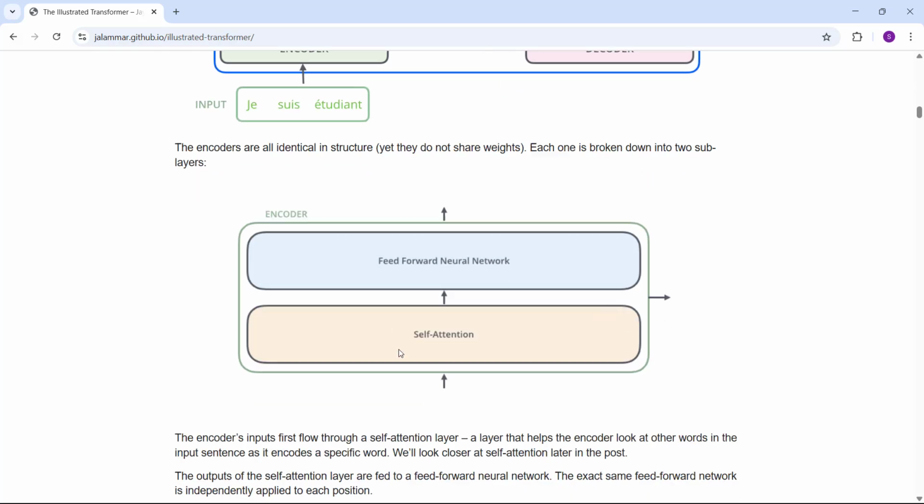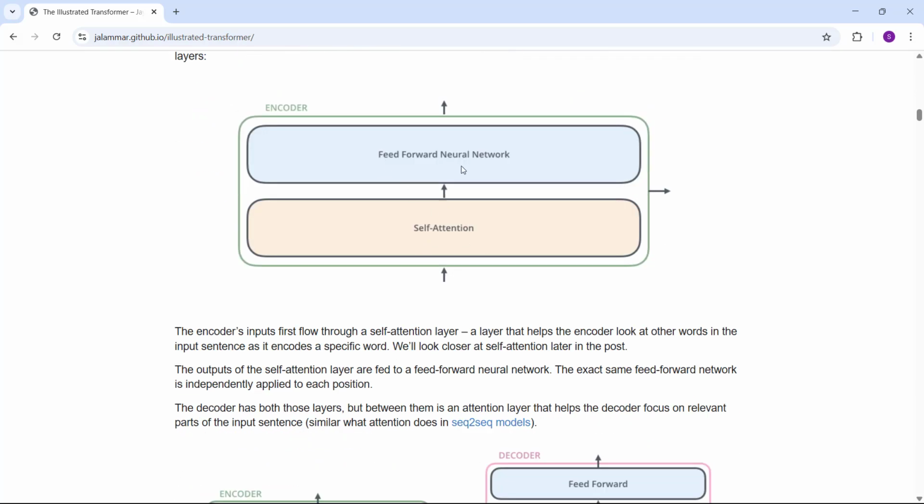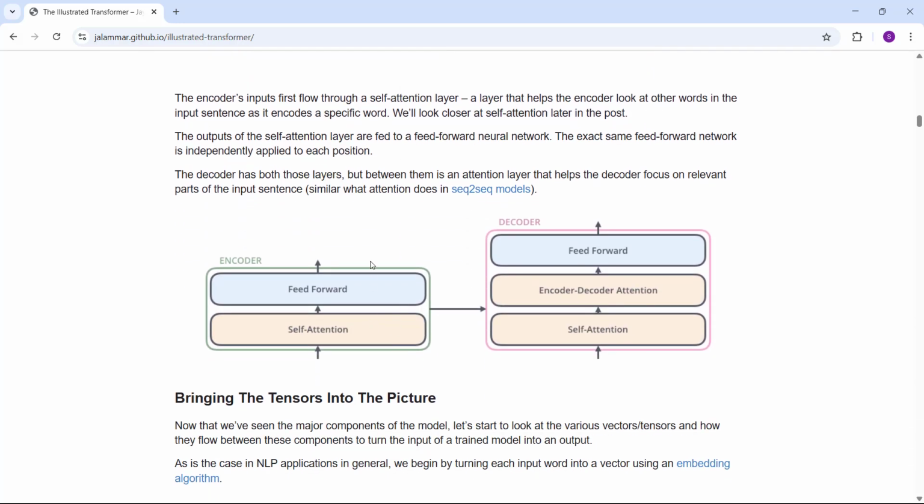If you deep dive more, in every encoder we have self-attention and feed forward, that is ANN, artificial neural network. The encoder focuses only on the input, that is Spanish, and the decoder always focuses on the target, that is English. In the decoder we have 3 things: self-attention, encoder decoder attention, and feed forward. We have this extra thing, encoder decoder attention. This will give how the Spanish word is related to the English word.